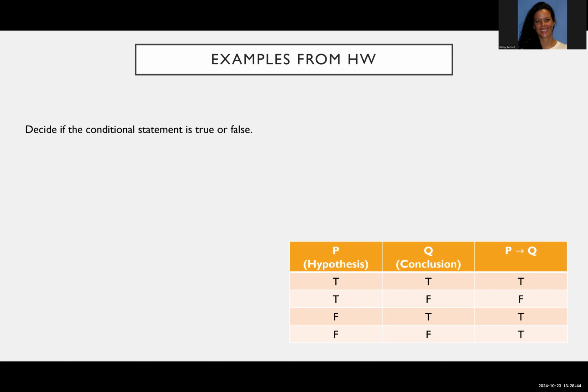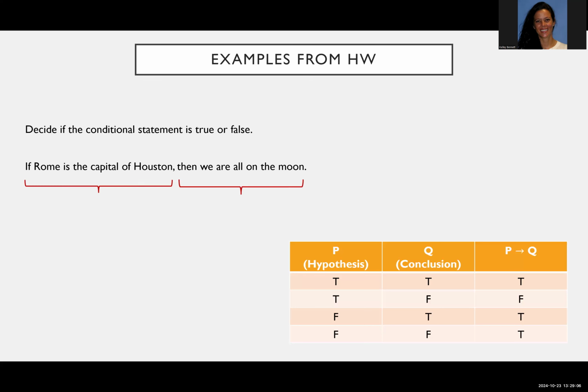We're going to decide if a conditional statement is true or false. Here we go. If Rome is the capital of Houston, then we are all on the moon. And you might be thinking, this could not be more false. Everything about this statement is false. Like nothing here is true at all. But what might surprise you is if you look at this in the context of an implication statement, you've got your hypothesis and you've got your conclusion.